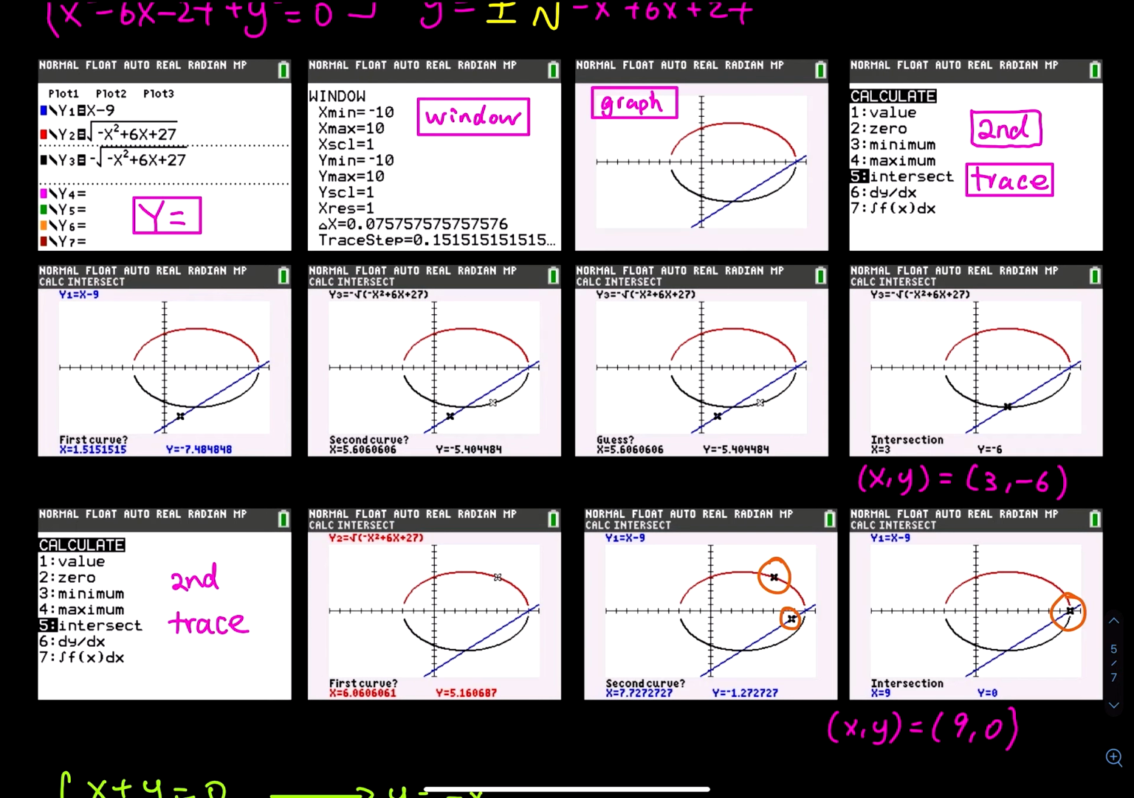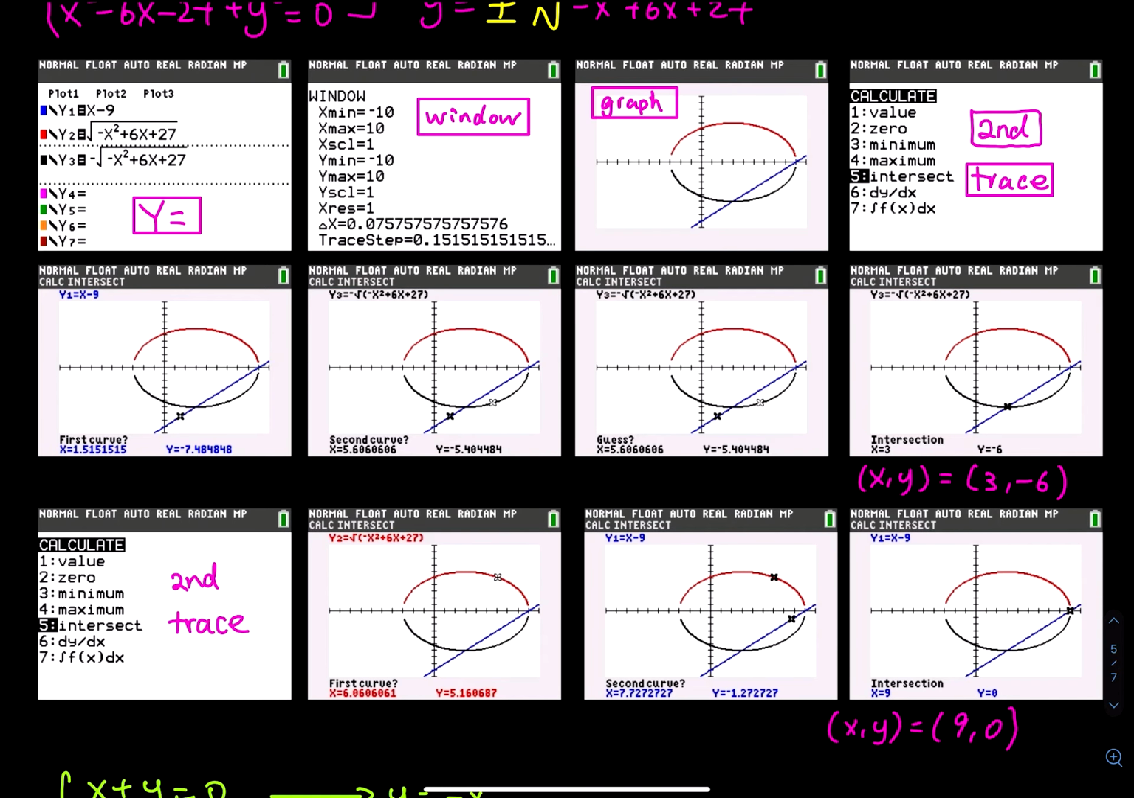Use up and down, left and right, to move the cursor. Place one on the left, place one on the right, and then the calculator will find the nearest intersection for me. So do you see what I did? I put one right here, one right there. It's not really one on the left and one on the right, because as you move to the right, you will go out of the window.